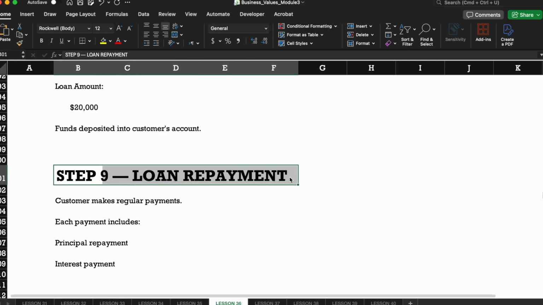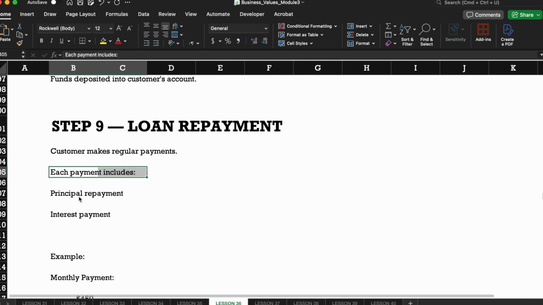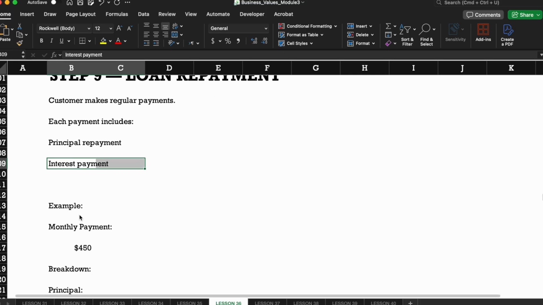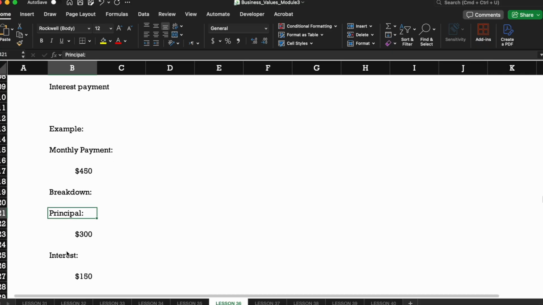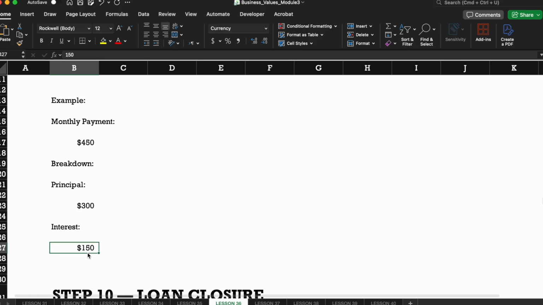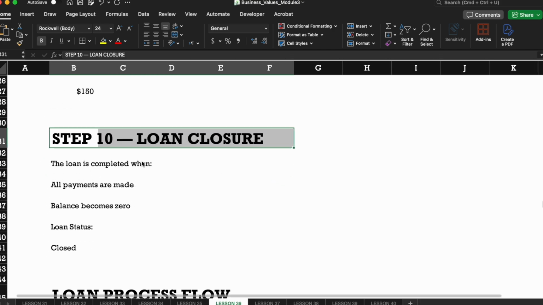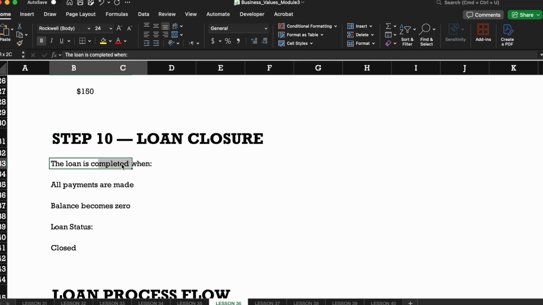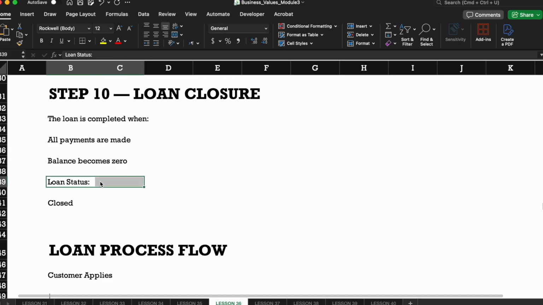Step number 9: loan repayment. The customer makes regular payments. Each payment includes a principal amount and an interest payment. Example: monthly payment 450. Breakdown: principal is 300 and interest is 150. In some cases it is the reverse: the interest is 300 and the principal is 150, especially for mortgage payments. Okay. Step number 10: loan closure. The loan is completed when all payments are made, the balance becomes zero, and the loan status is closed.